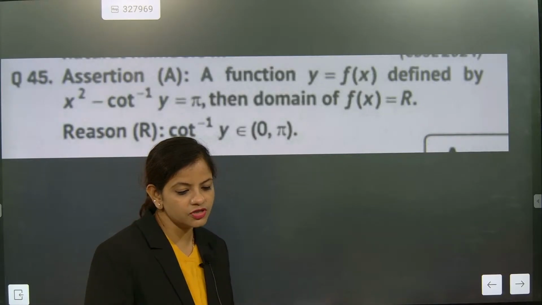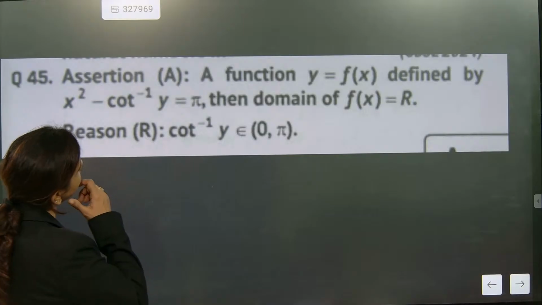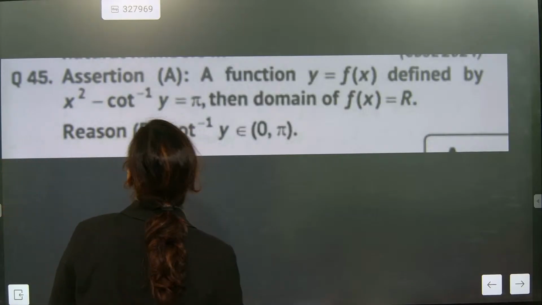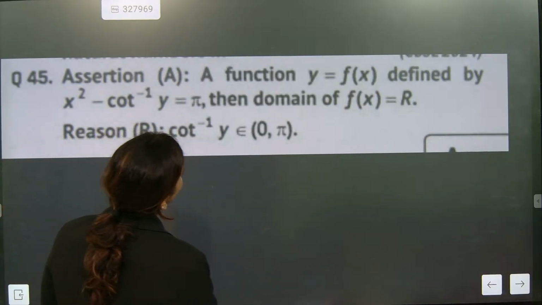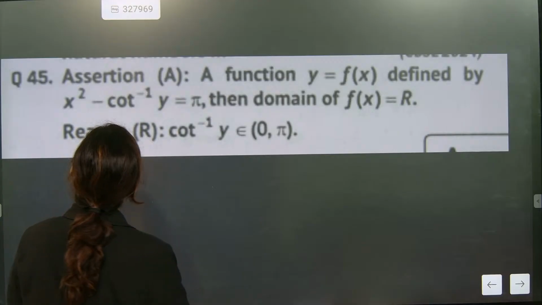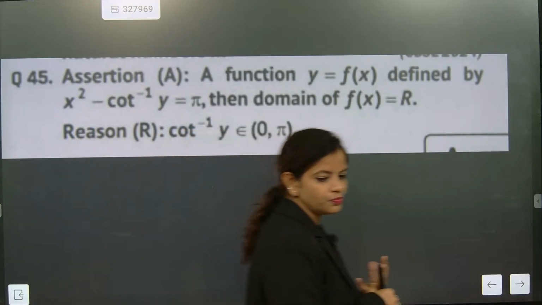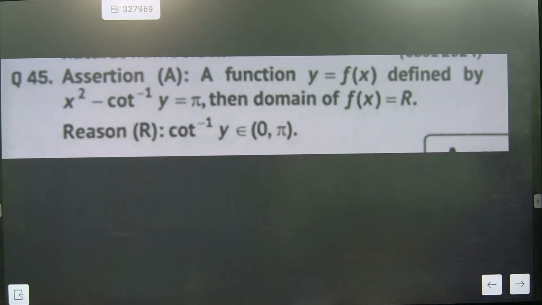I hope you might have understood this one. Now here they are telling that a function y is defined as this is equal to pi, then domain of f(x) is equal to R. Wow, a pi question, super. R is the domain. Here itself, story over.